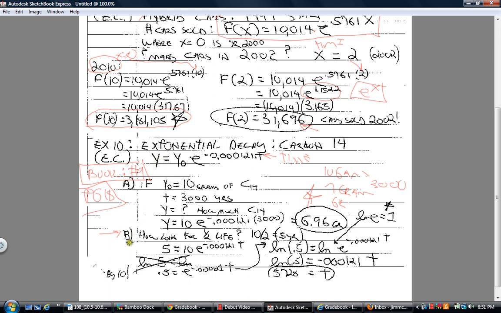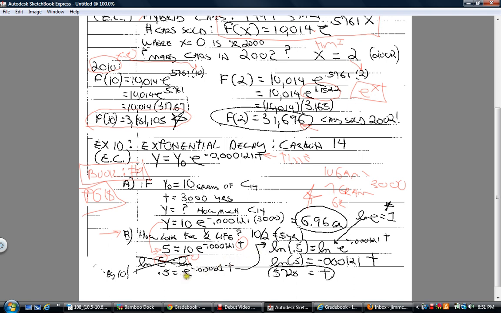So, example B, how long for half-life? You put 5 in, okay? There's your equation, e raised to the negative 0.000121 T. We're going to solve for T. Now how do we do that? I divided both sides by 10. I got 0.5 equals e to the negative, I'm tired of saying it. You got it.